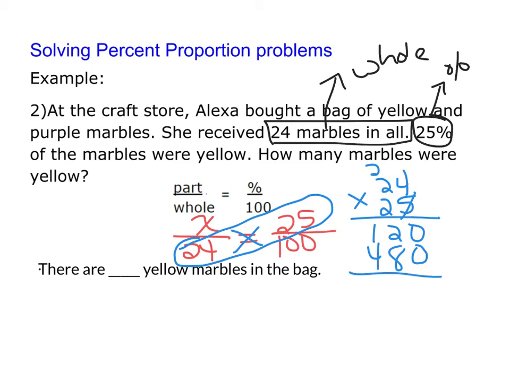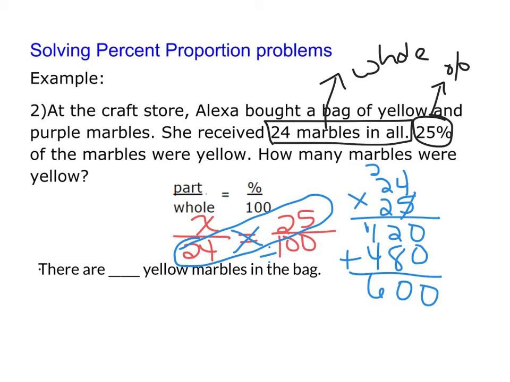Go ahead and add them now. So 0. 2 plus 8 is 10. 4, 5, 6. That's 600. So my total is 600. But now I still have to divide it by 100. So I'm going to go ahead and divide it by 100.